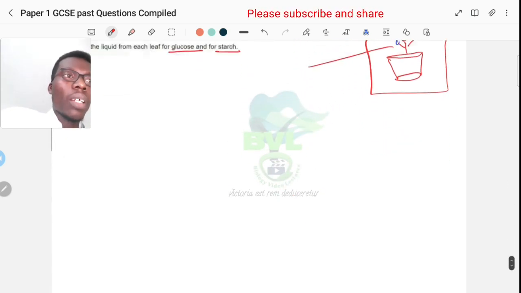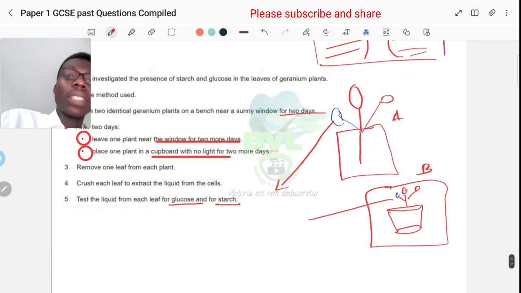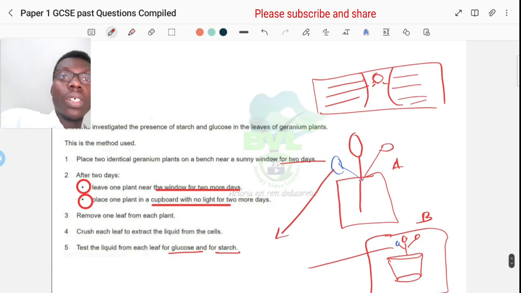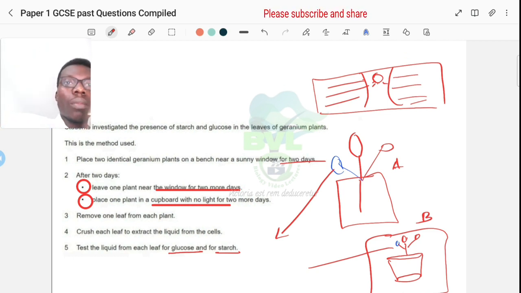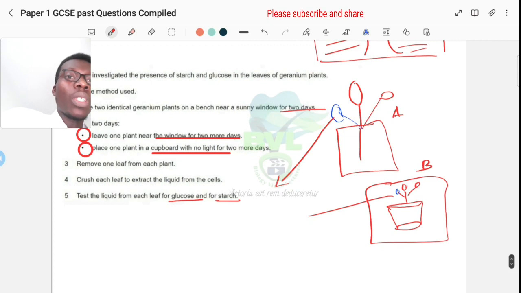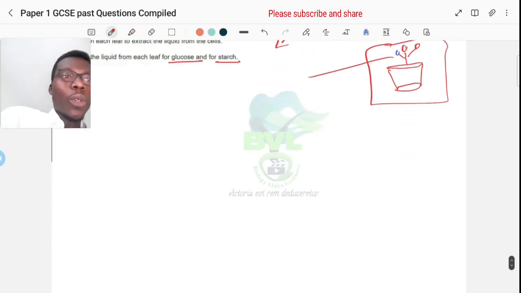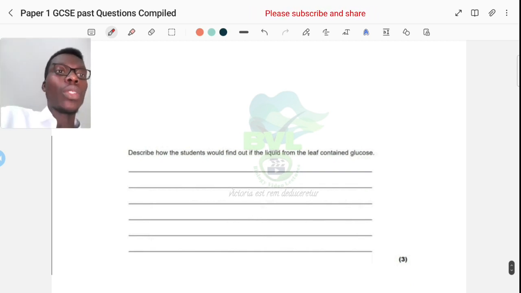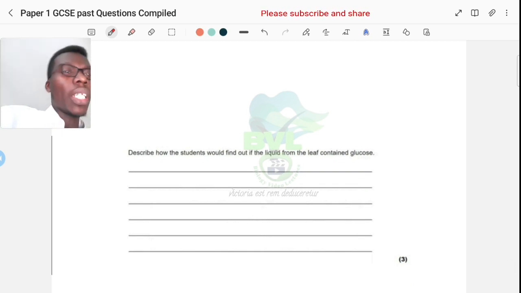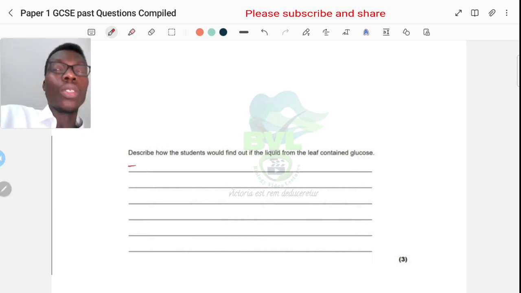Don't forget that one leaf is still kept beside the sun or beside the window so that light rays can come in, and the other one was taken away. So what does that mean? What's the question here? Describe how the students would find out if the liquid from the leaf contains glucose. Well, if you can remember the food tests, you're going to use the Benedict test here.